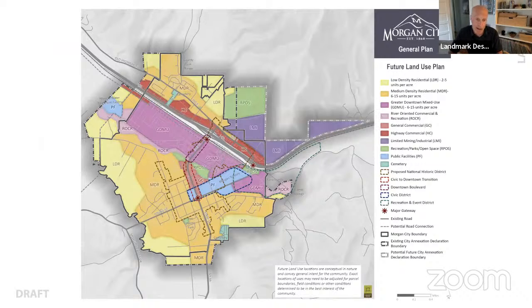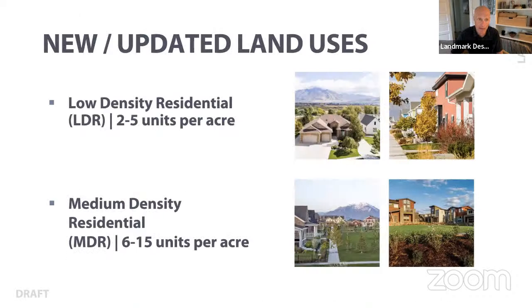That then translated into the land use section of the plan, which is a copy of your future land use map. The things that we'd like to highlight are what is different on this map than previous versions of your general plan map. Those are these new categories that are fine-tuning the vision for the future. Again, we're using that word vision.